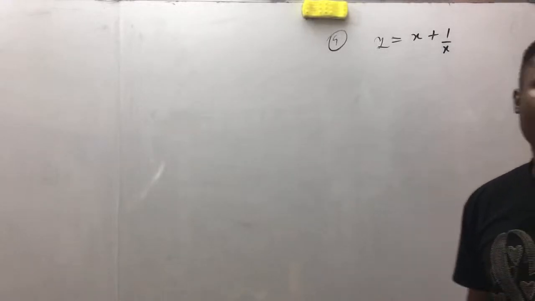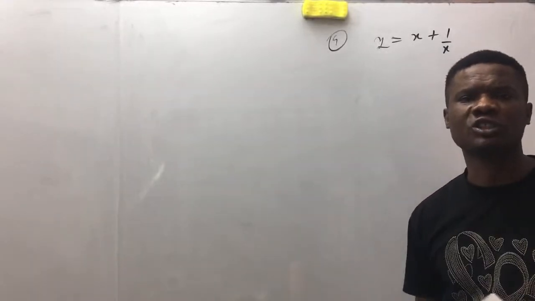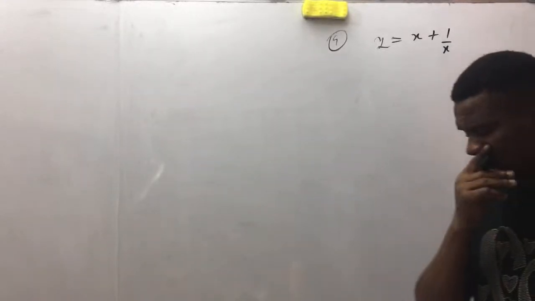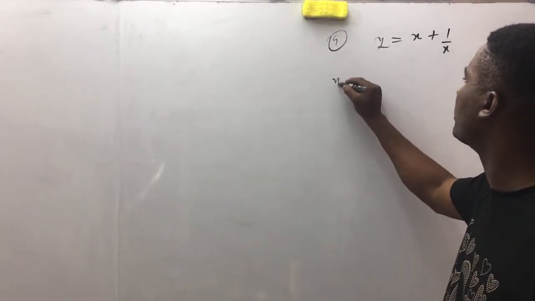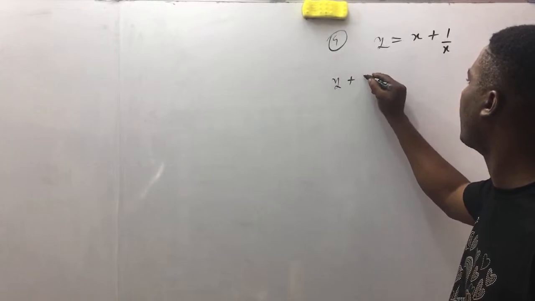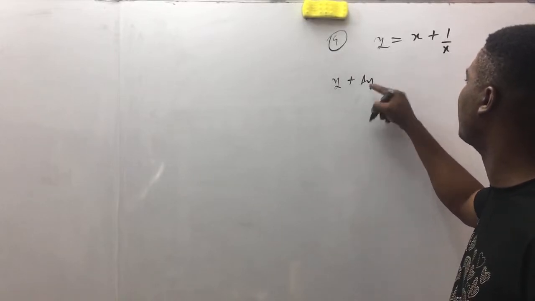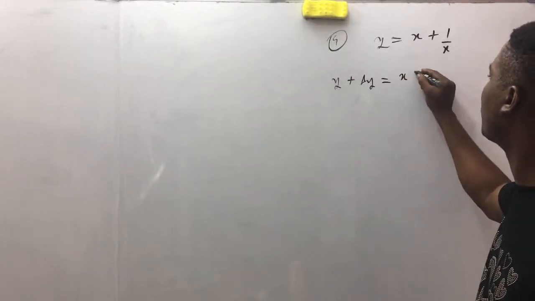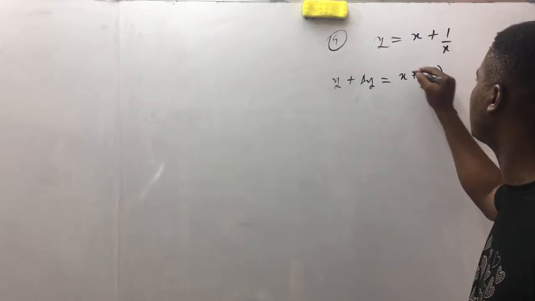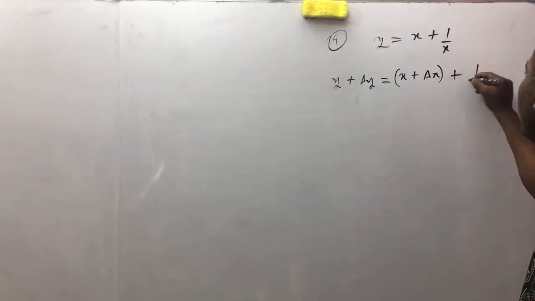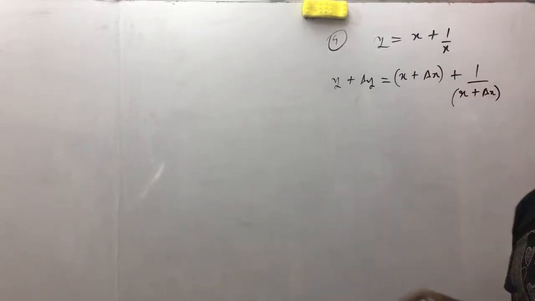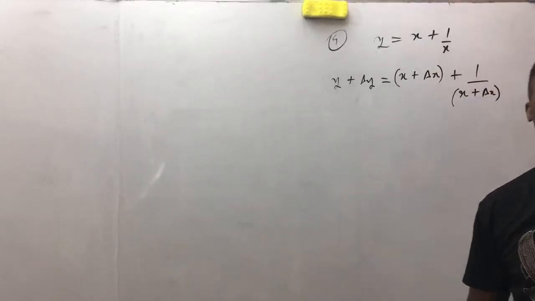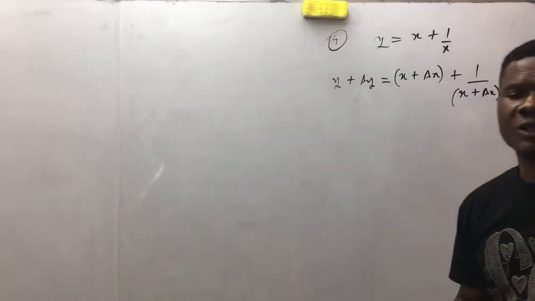Please pay attention and watch this video keenly so that you would understand what is being done. Now, the first step we took was to increase our dependent variable by changing y, which comes from increasing our independent variable by changing x. So an infinitesimal change in the independent variable will cause a corresponding infinitesimal change in the dependent variable.